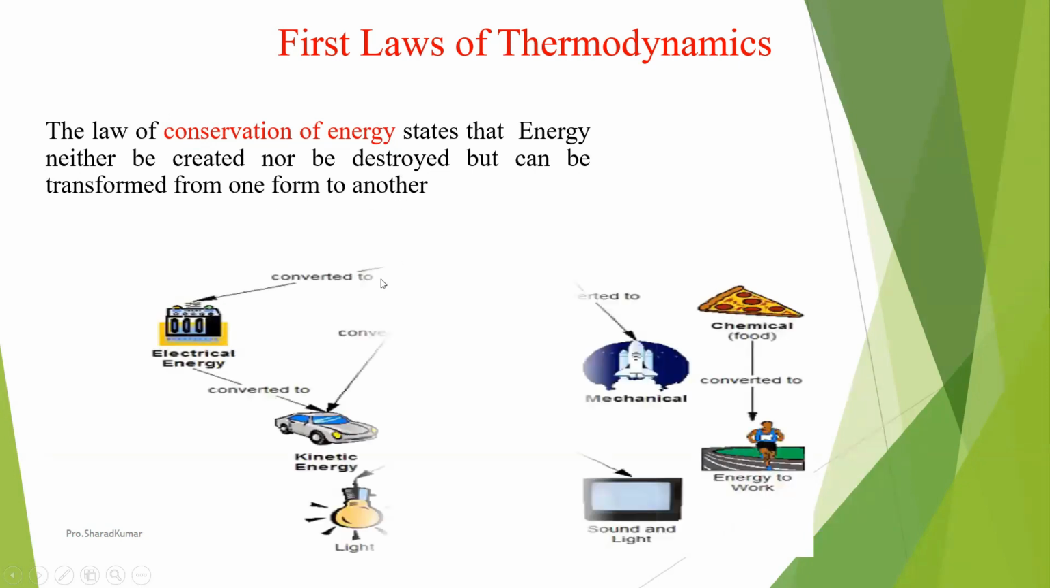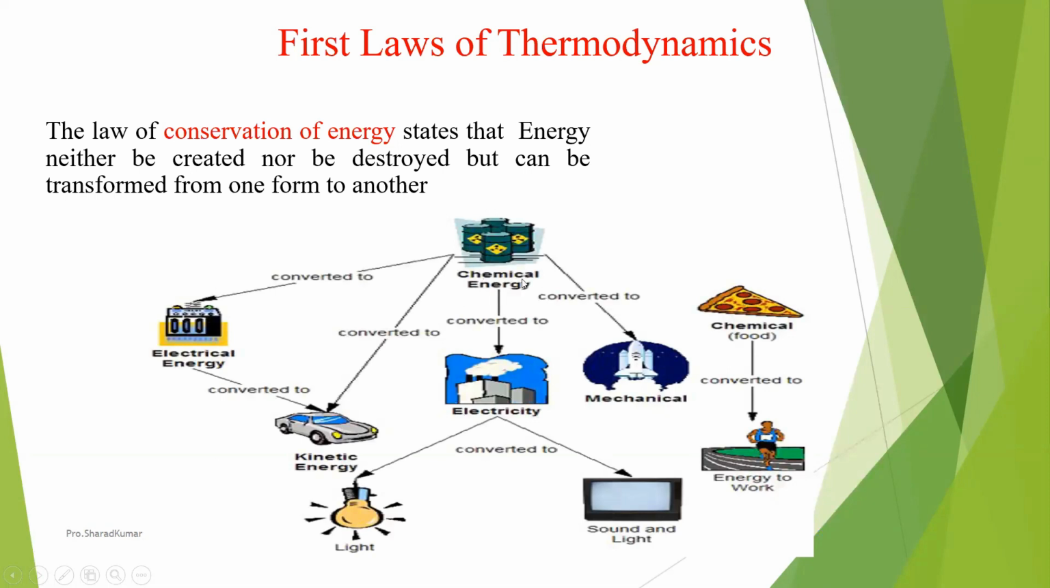If you take an example, we have chemical energy, and we can convert that chemical energy into another form. We can convert chemical energy into electric energy, or into mechanical energy. Suppose you take the best example: food, which is chemical energy. After having the food, what will happen? We get some energy. That chemical energy is converted into mechanical energy, or we can say kinetic energy, by doing some exercise.